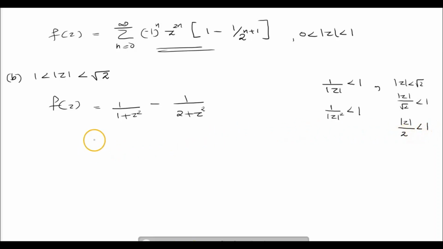So we can use this. It is 1 by, take z square outside, this is 1 by z square into (1 plus 1 by z square), and minus, take 2 outside, so that we get z square by 2.